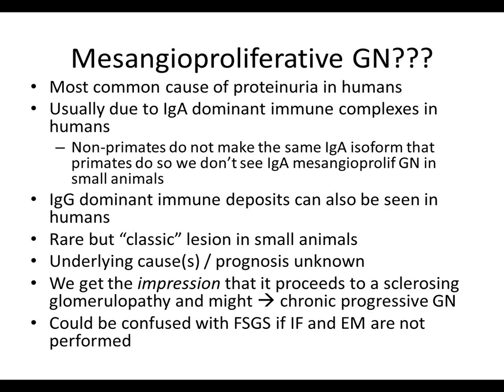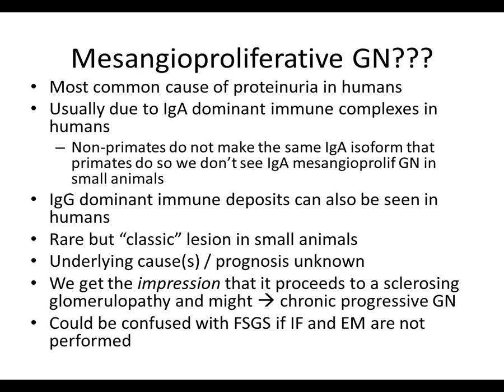And the reason we probably don't see it as commonly in animals is that non-primates, as in everything else that's not a primate, doesn't seem to make that same IgA isoform. So IgA type 1 is the isoform that is involved in mesangioproliferative glomerulonephritis. And because anything that's not a primate can't make IgA type 1, we probably just don't see the disease the way we see it in humans. And we actually have seen it in some marmosets as well.